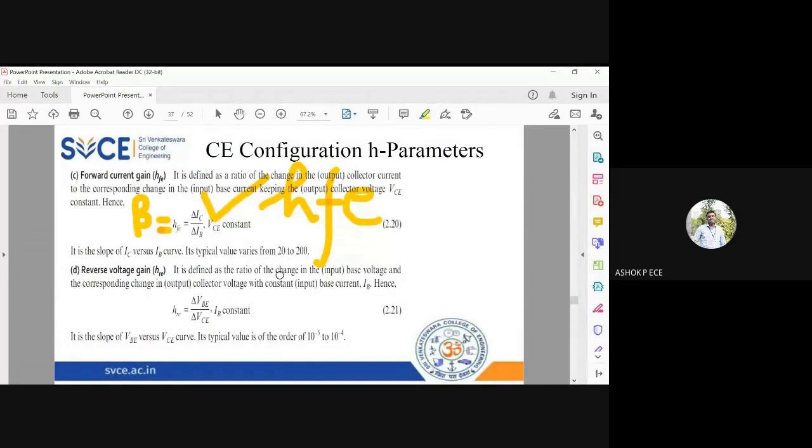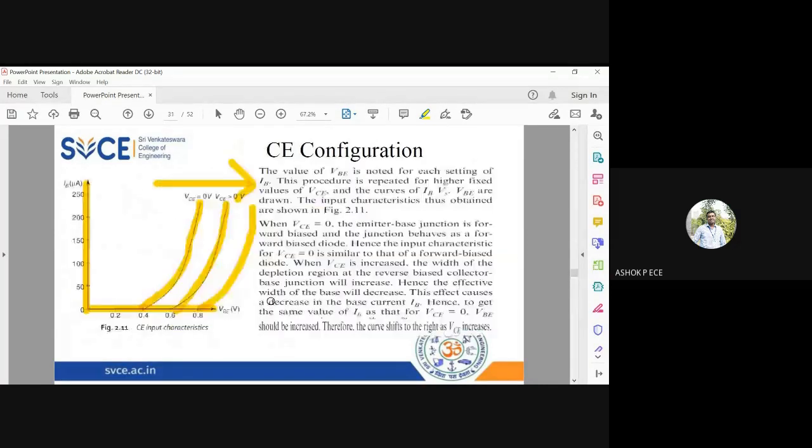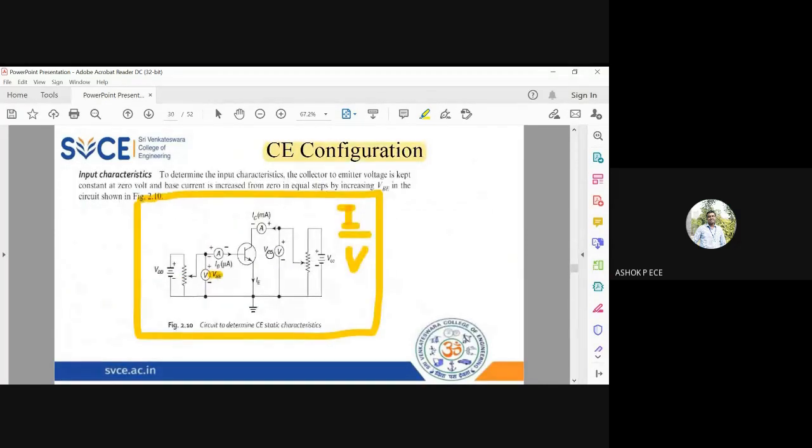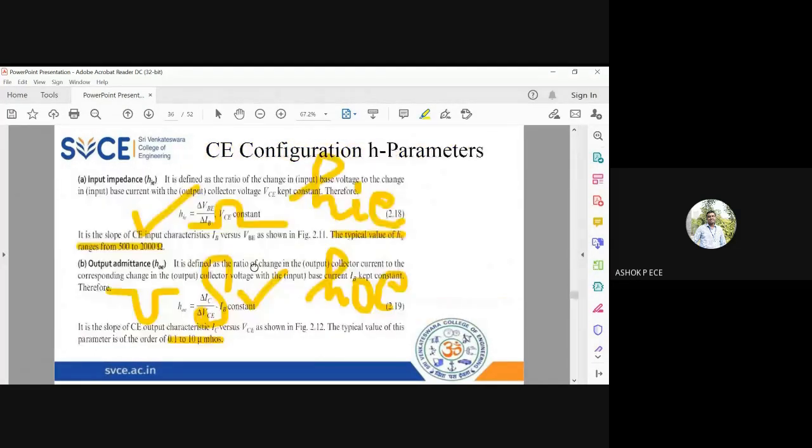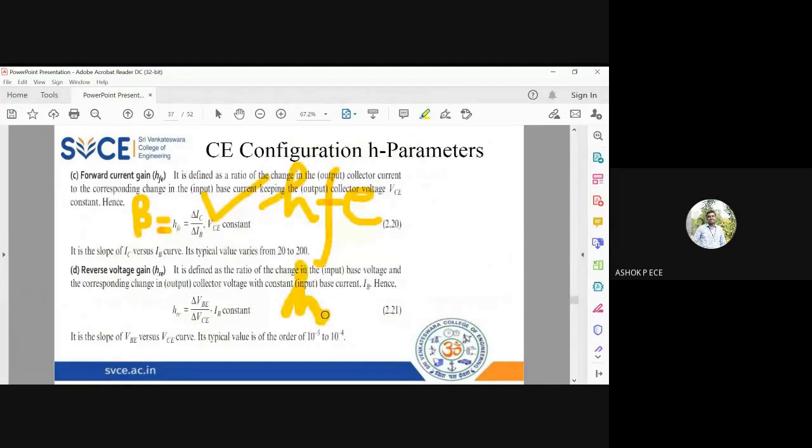Now reverse voltage gain. Reverse voltage gain is input by output voltage. See the diagram. Input voltage is VBE, output voltage is VCE at constant input current. HRE: H is hybrid, R is reverse voltage gain, and E is common emitter. So HRE equals delta VBE by delta VCE at IB equal to constant. So see here, 10 power minus 5, 10 power minus 4. So reverse voltage gain, input by output, is 10 power minus 5.